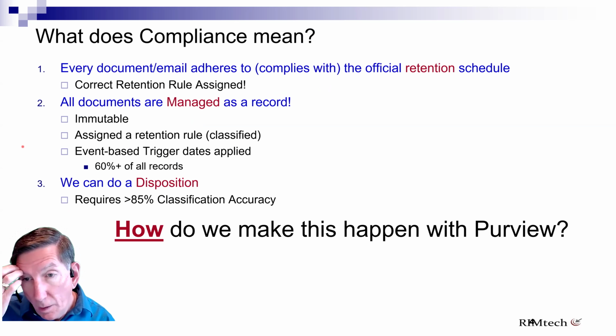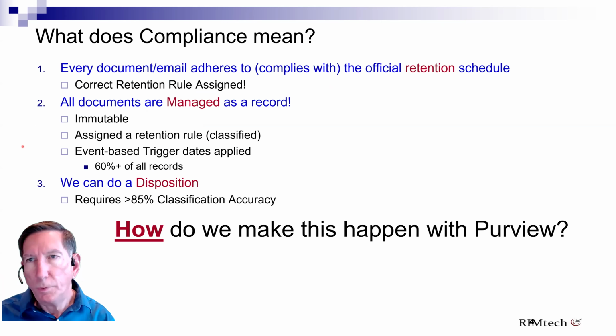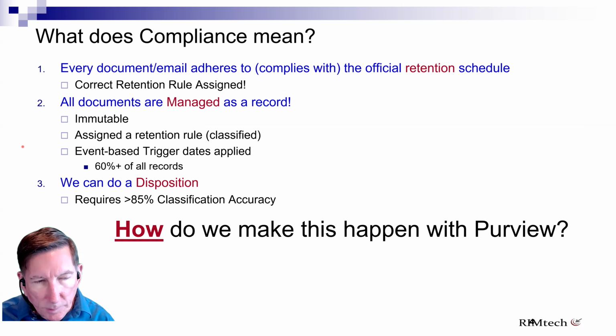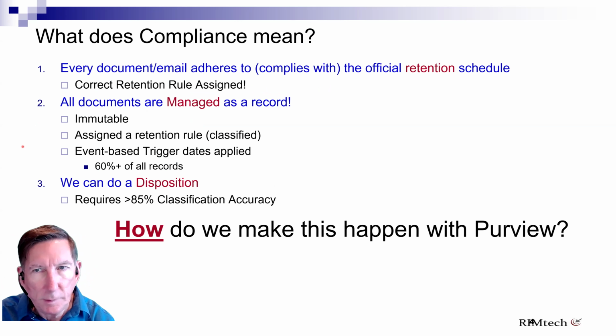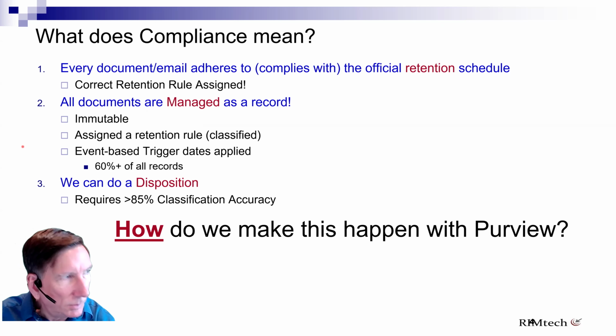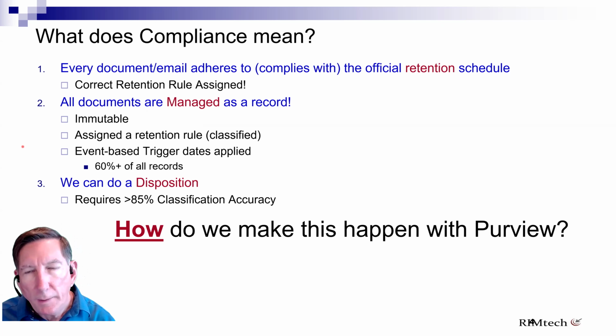So first of all, what do we mean by compliance? Well, my definition says that every document in SharePoint adheres to, or complies with, an appropriate retention schedule rule in the retention schedule. And that means that all documents in SharePoint are being managed as a record. Notice what I never said. I never said they are records. I said they're being managed as records, because I don't care if they're records or not. We're going to have to manage them as records. And that means 3 things.